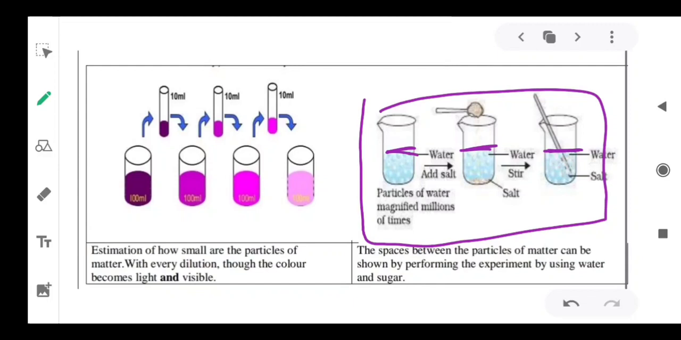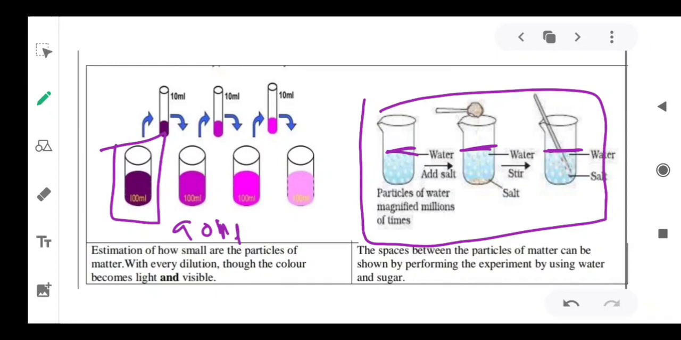This next experiment shows how small the particles are. So, we take the potassium permanganate solution in this first beaker, and next we take 10 ml of potassium permanganate solution from this first beaker into the second beaker and add 90 ml of water to it. Again we take 10 ml, again we take 10 ml.